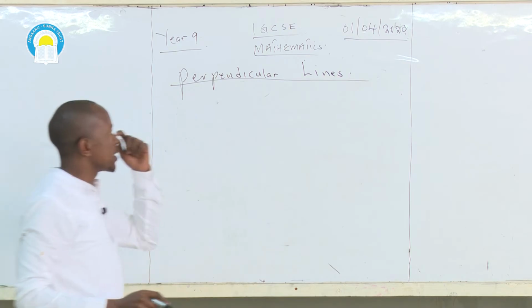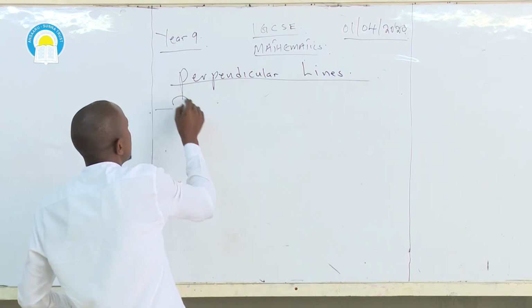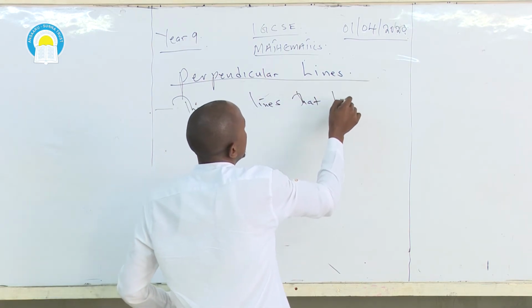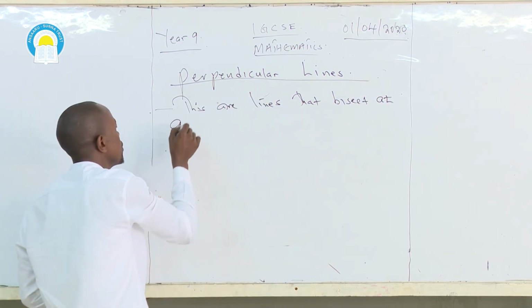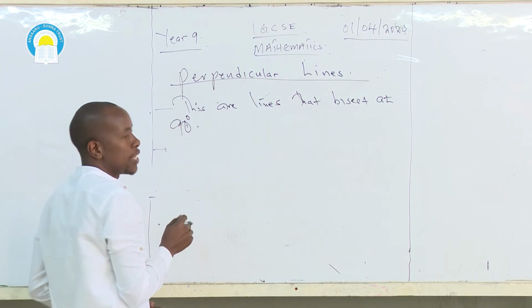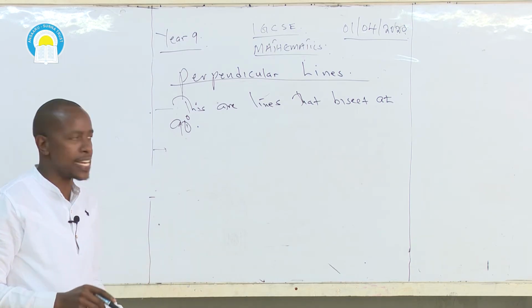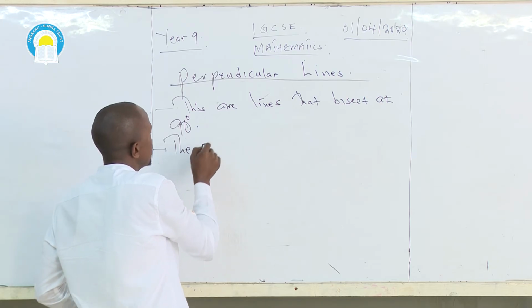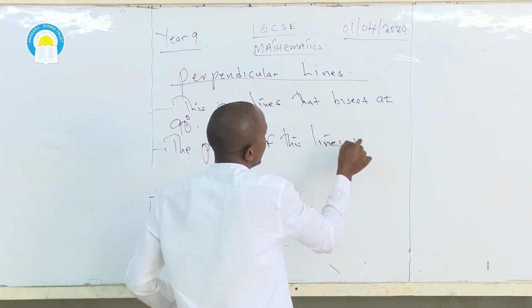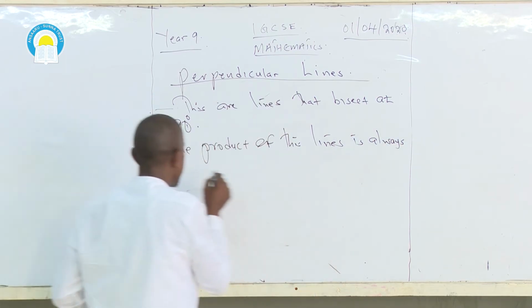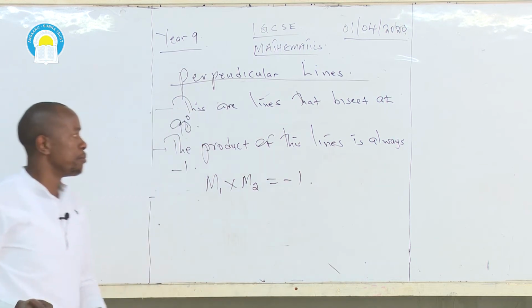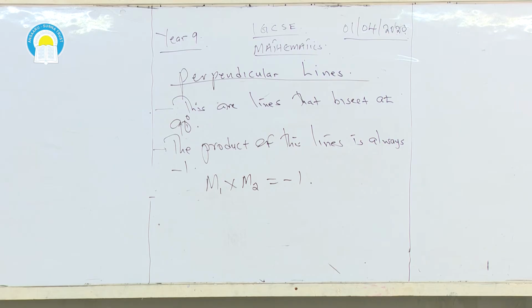These are lines that bisect at 90 degrees. Now, the product of these lines is always -1, meaning M1 times M2 is equal to -1.